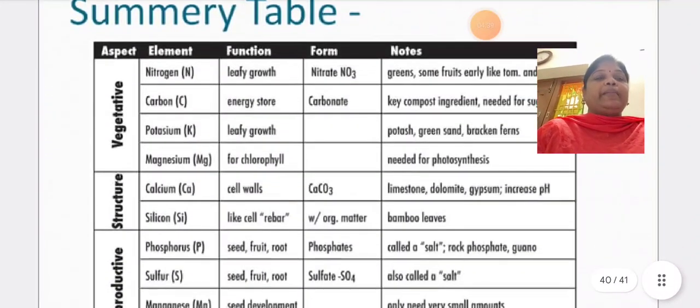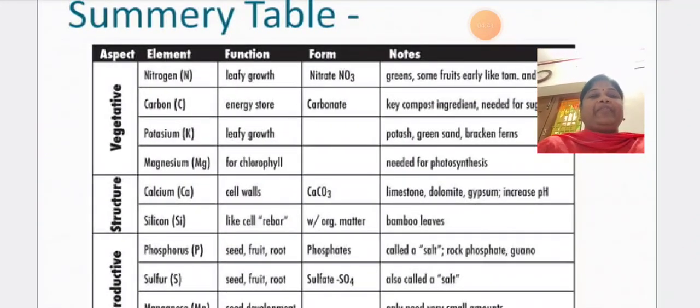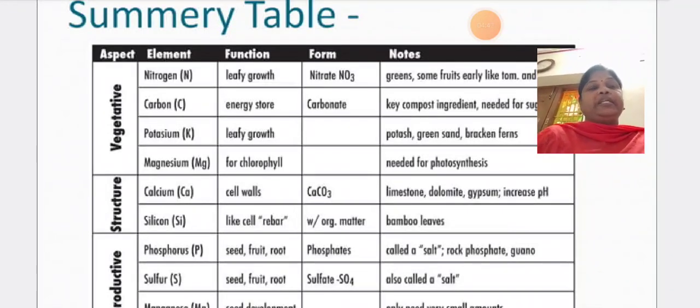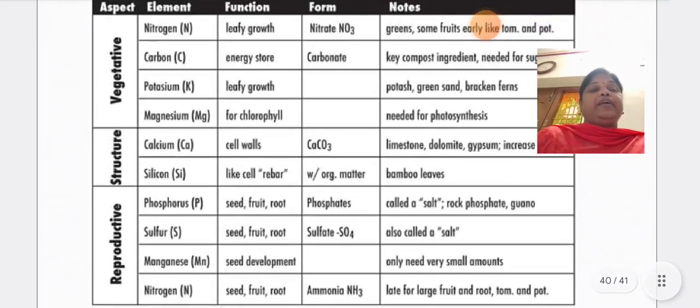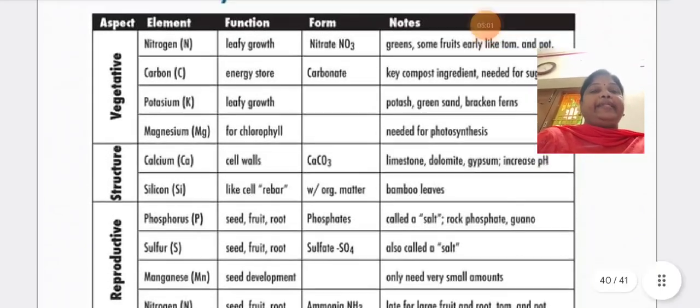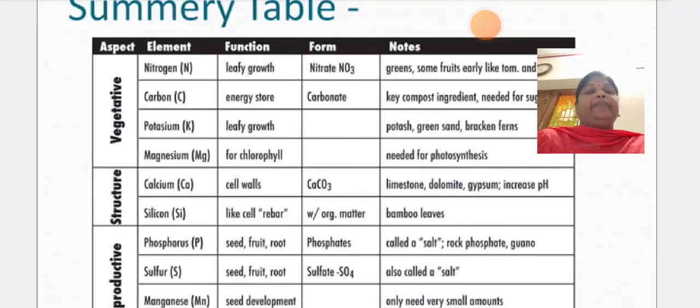Then the overall summary of the deficiency: elements, functions, forms and needs. First, for the vegetative part, the responsible nutrients are nitrogen, carbon, potassium, magnesium. For plant structure, the responsible nutrients are calcium and silicon. Then for reproduction, the responsible nutrients are phosphorus, sulfur, manganese, nitrogen. Functions: nitrogen is leaf growth, carbon is energy storage, potassium is leaf growth, magnesium is for chlorophyll.